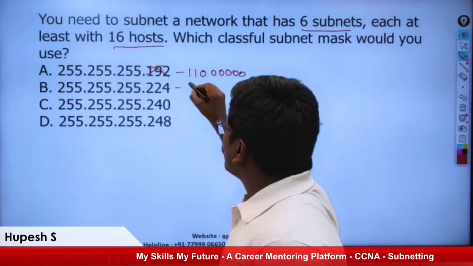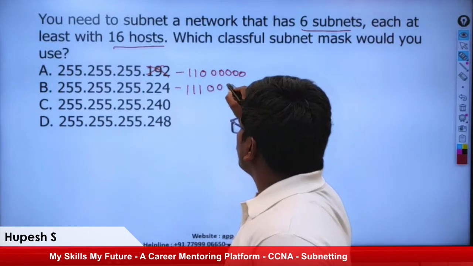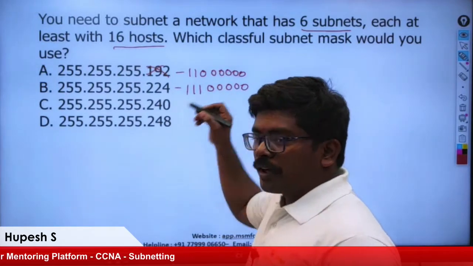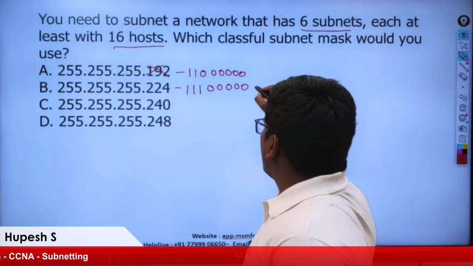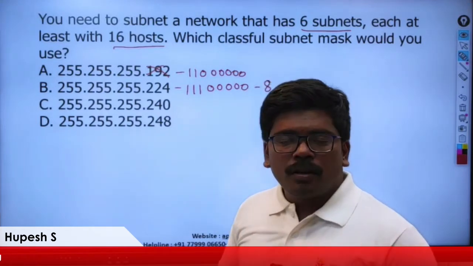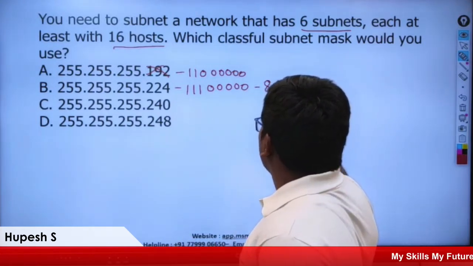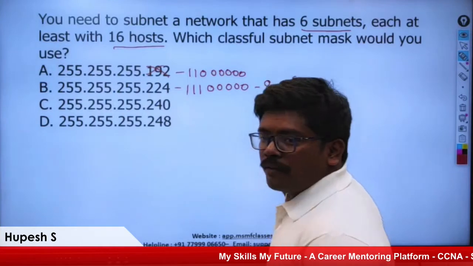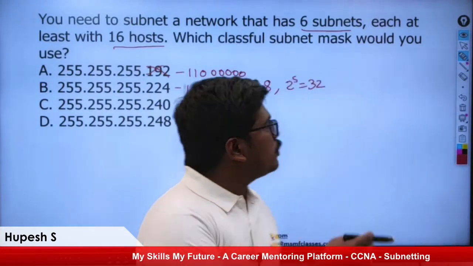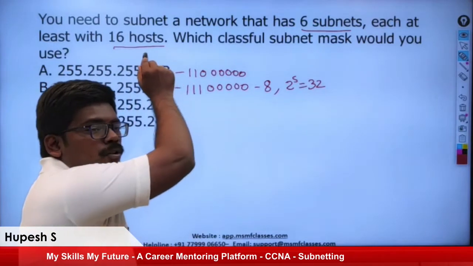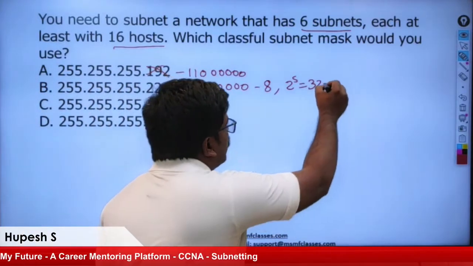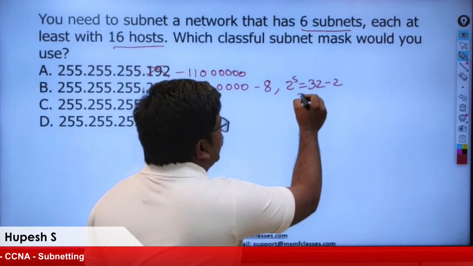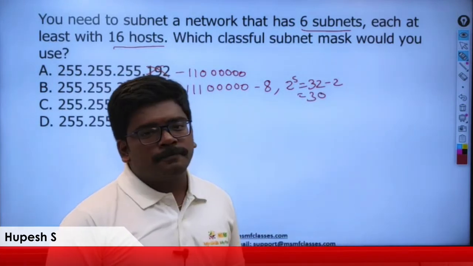Now coming to 224, it is 111 and 5 zeros. When you have 3 ones in the network part, you can blindly say that it can generate 8 different networks, right? And as there are 5 host bits, I can get 2 power 5, which is nothing but 32 different hosts. My requirement is 16 hosts, but I'm getting 32, out of which I subtract 2, one for the network and one for the broadcast. So I would be getting a total of 30 IPs.